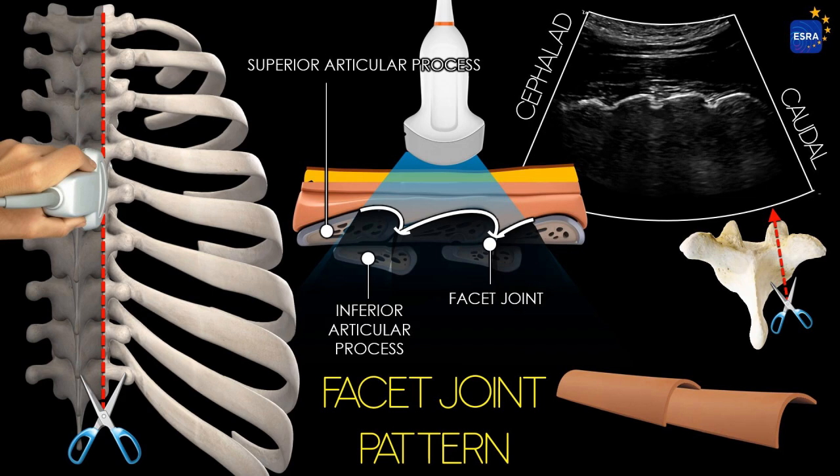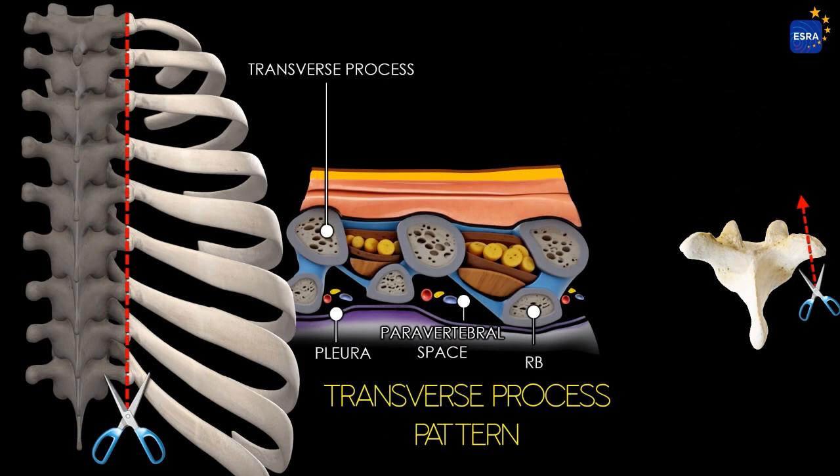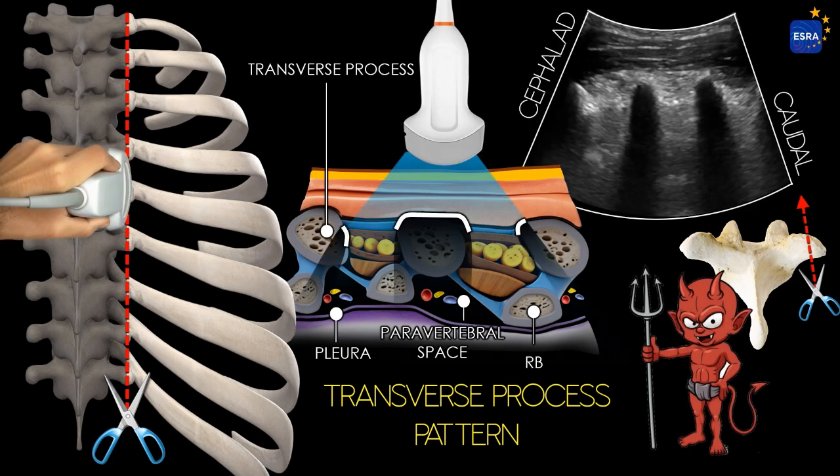The resulting image resembles the laminar pattern, characterized by the appearance of overlapping roof tiles. However, unlike in the laminar view, the tiles in this case appear fully superimposed, leaving no visible acoustic space between them. The lateral displacement of the transducer allows positioning over the transverse processes. At this level, a characteristic ultrasound image is obtained, resembling the so-called trident sign observed in the lumbar region, a hyperechoic structure located more superficially than the vertebral laminae with an associated posterior acoustic shadow.